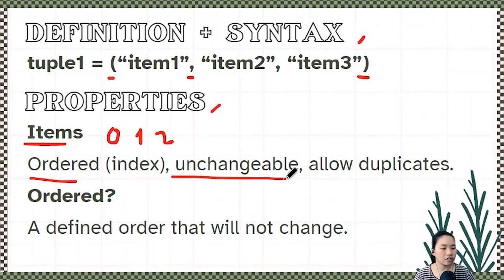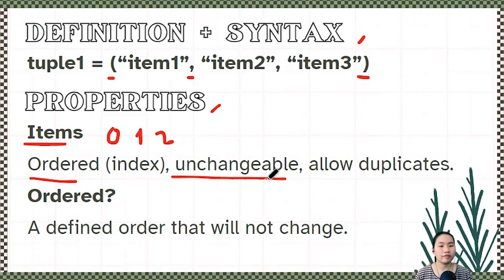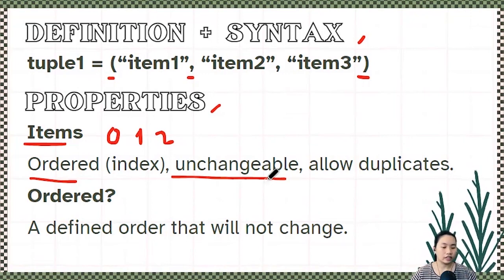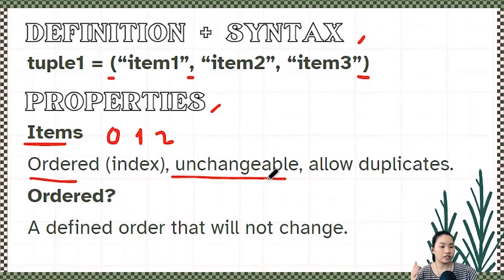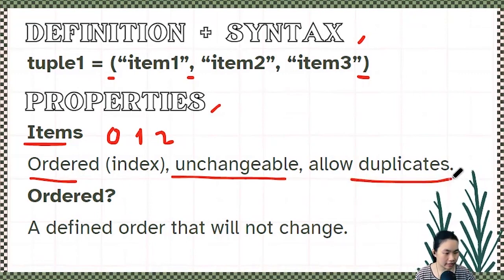Next up, it is unchangeable. That means that once you create a variable that is a tuple, you cannot change the variable itself. You can certainly duplicate it, you can certainly copy it, and you can change that copy or that replica, but you cannot change the original, okay?